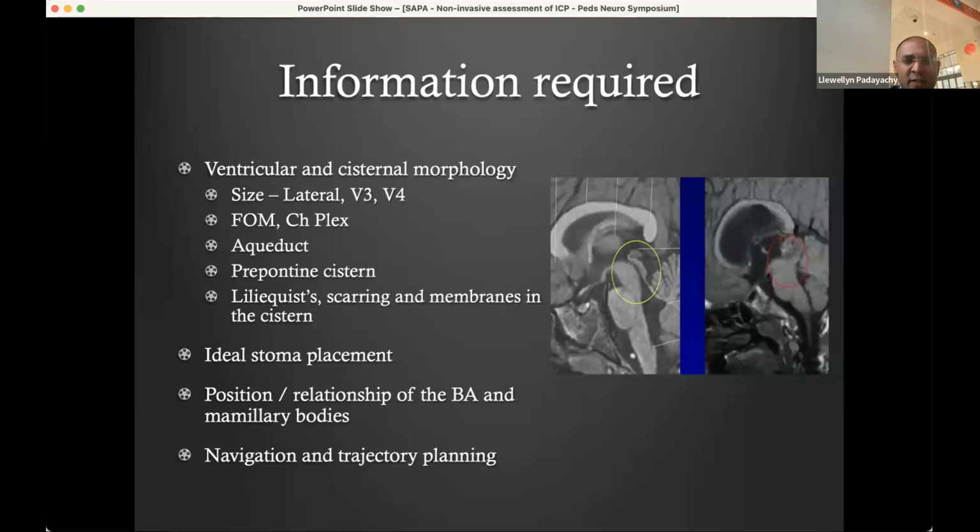In the context of tuberculous meningitis, that becomes even more complex because there's almost always scarring in that prepontine cistern. So one could argue that doing a third ventriculostomy is less likely to work, even though there is some literature to suggest that you can communicate a non-communicating system if your encephalography supports that thinking. The Liliequist membrane, along those lines, we use it to plan our stoma. We want to assess the position of the basilar artery and the mammillary bodies, and we do all of them now with navigation and trajectory planning.